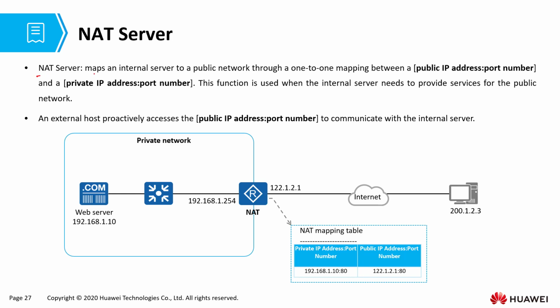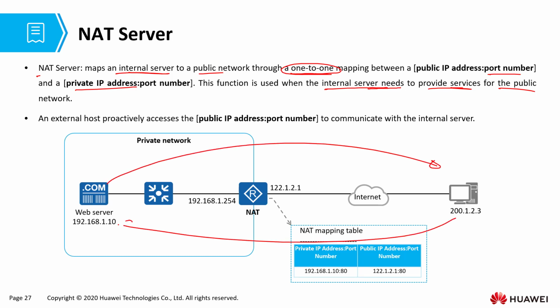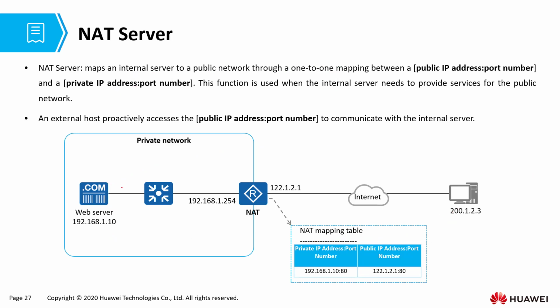As I've mentioned, NAT server maps an internal server to a public network through a one-to-one mapping between a public IP address and port number and a private IP address and port number. This function is used when internal servers need to provide services for the public network. So you can see it is a one-to-one mapping, and so we can have this side accessing that side and the other side accessing this side. But there are really not many cases where a web server wants to proactively access its clients. So it's really the outside world accessing our internal network. An external host in this case proactively accesses the public IP address and port number of the server so that it communicates with the internal server.